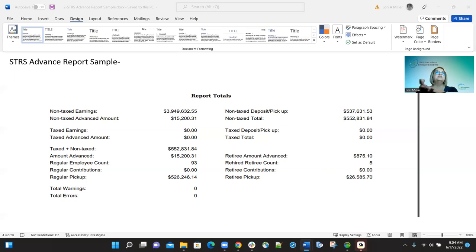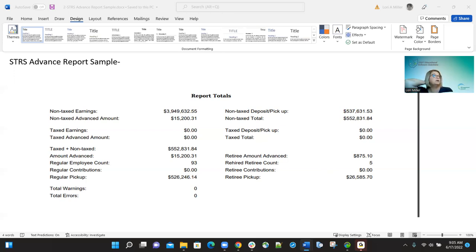And if you have districts, which there probably aren't very many, that do not process advance, maybe they pay based on earnings. If that's the case, they still need to run the advance report, even though no one's going to get advance, and create the submission file, in order for them to basically be able to move on with their July payroll.